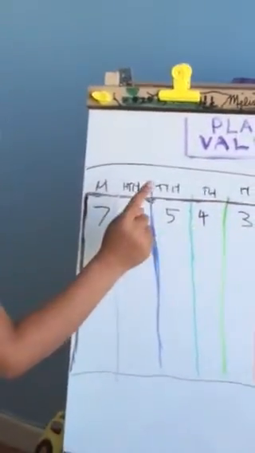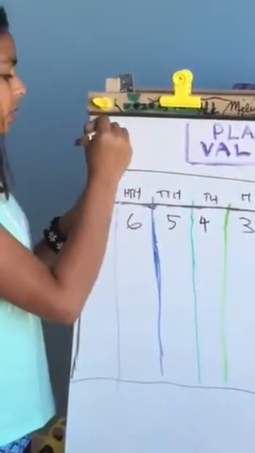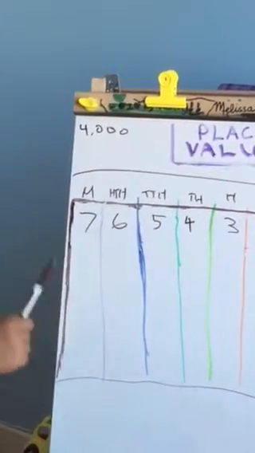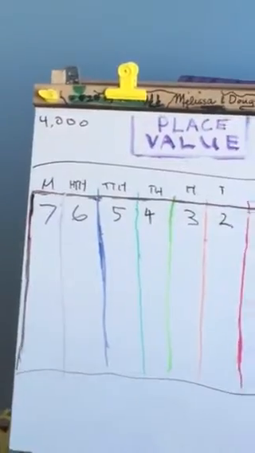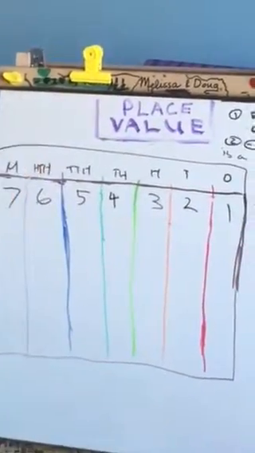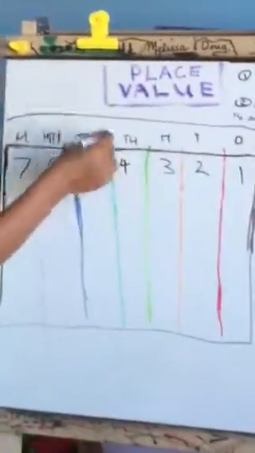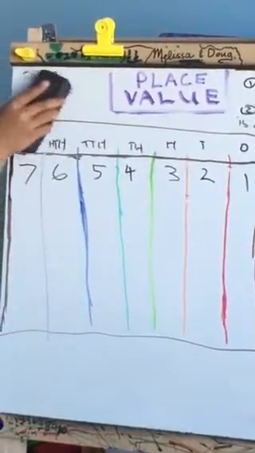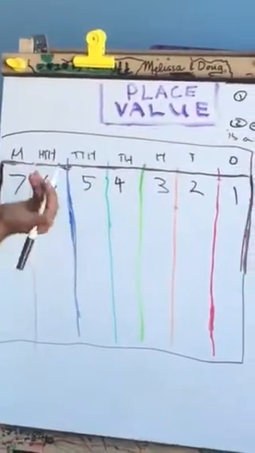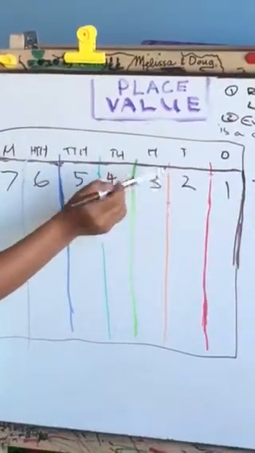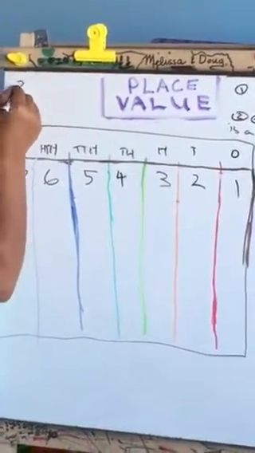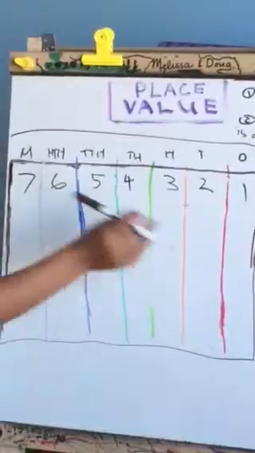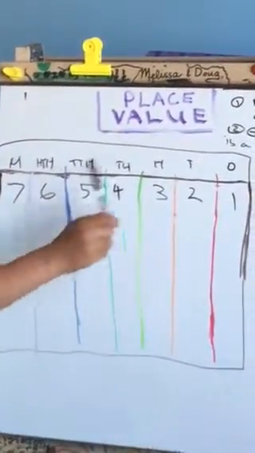This number is 4, and it represents 4,000. So 4,000. It represents 4,000. That's why it's the first digit, and that's why it's in the thousands column. This number represents 300. So 300, it's the first digit of 300. Now, this 2 represents 20. So 20. That's why it's in the tens column. And this 1 doesn't have any other digits. 1 is the only digit. So that's why it's in the ones column.